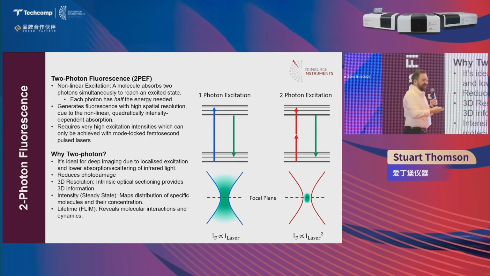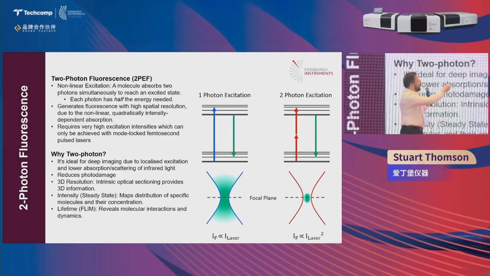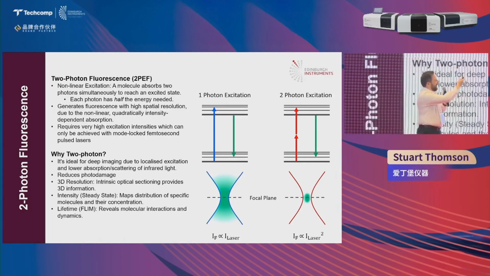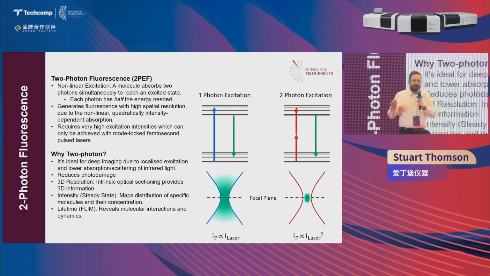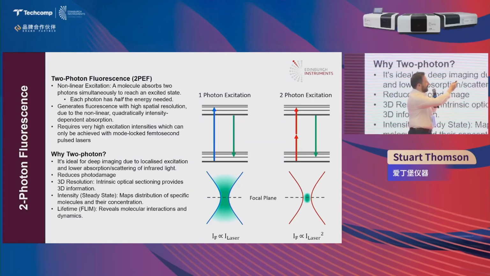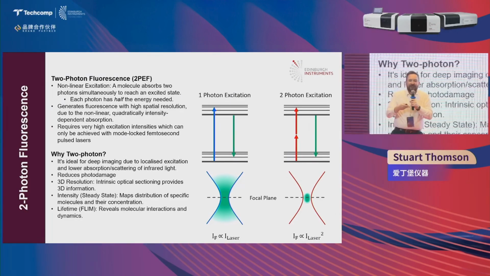So I think everyone in this room will be very familiar with one-photon excitation, where we excite with blue light, excite the sample from the S0 to the S1, and then measure the fluorescence. But instead, we can also use 2 photons of infrared light and then generate 1 photon of green.